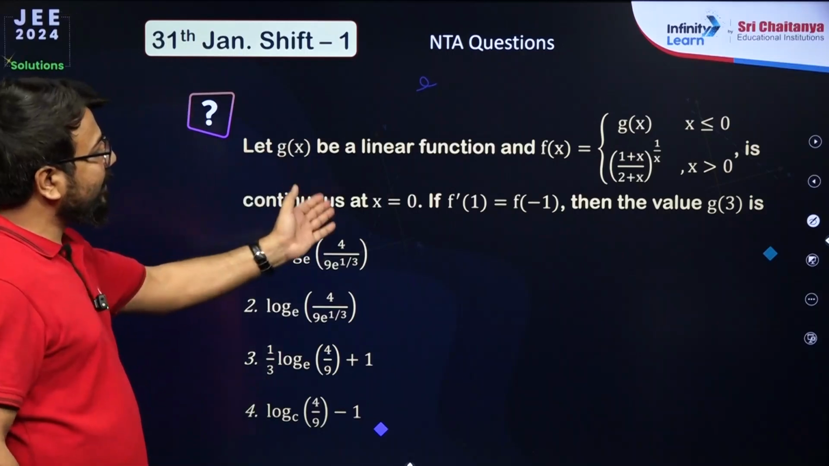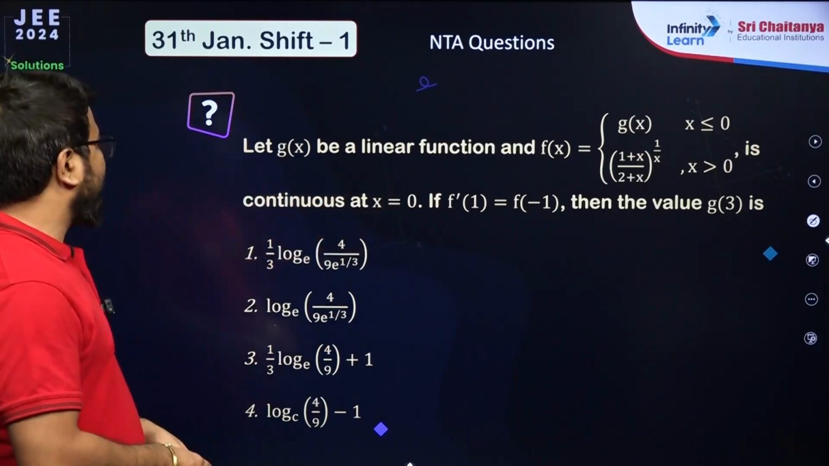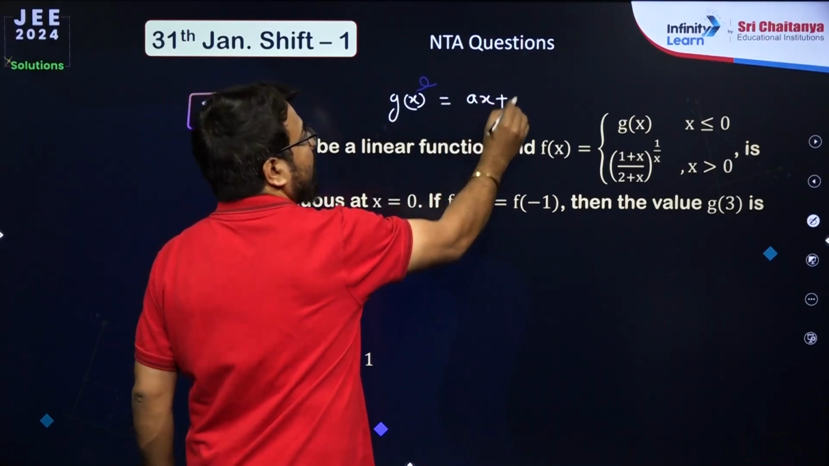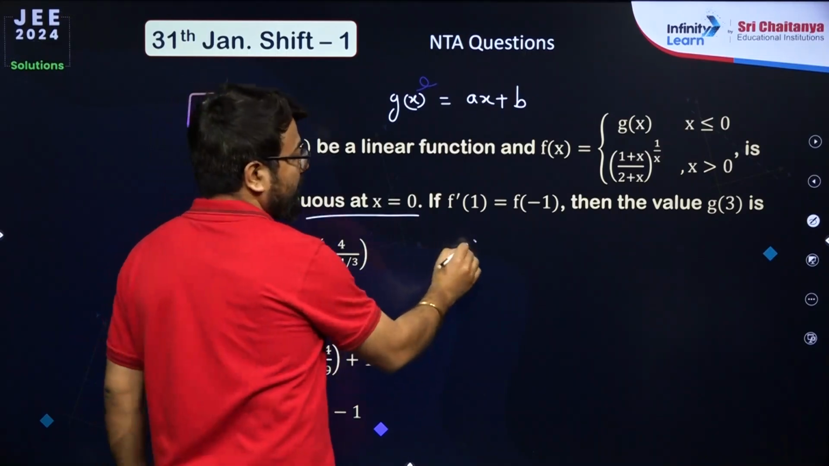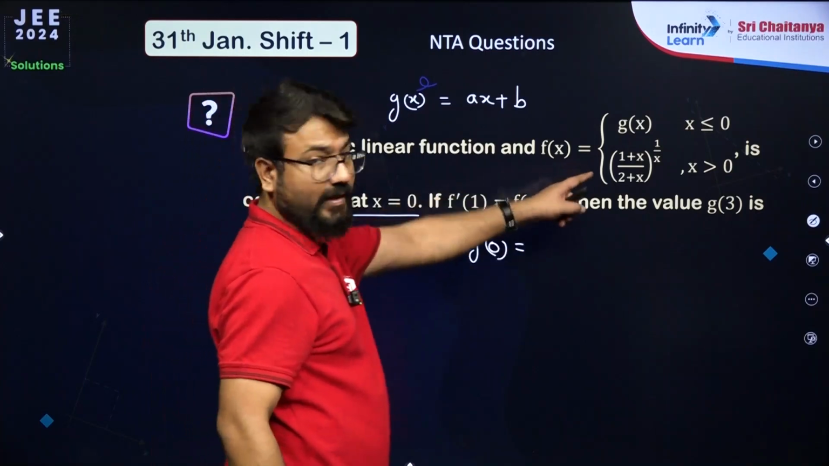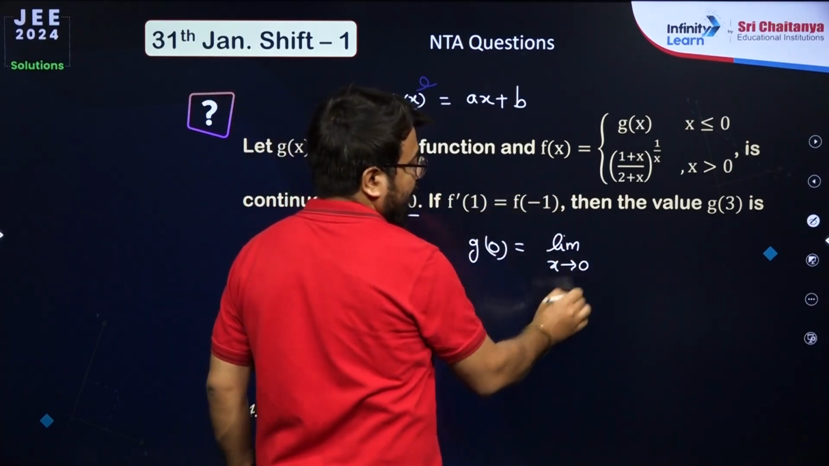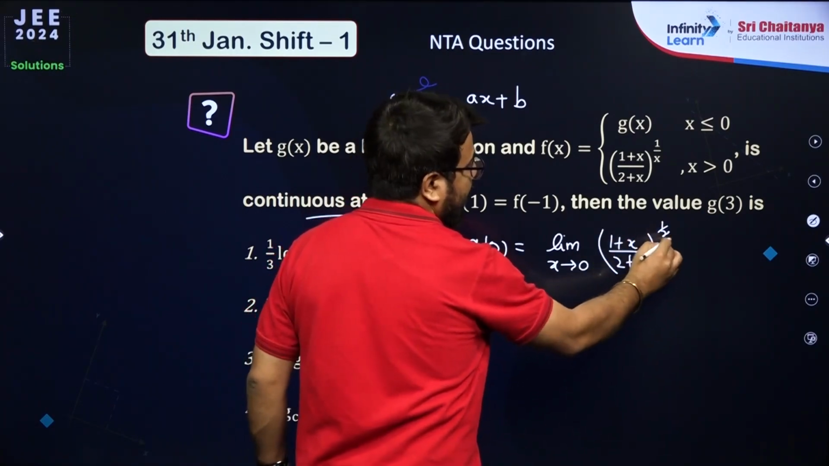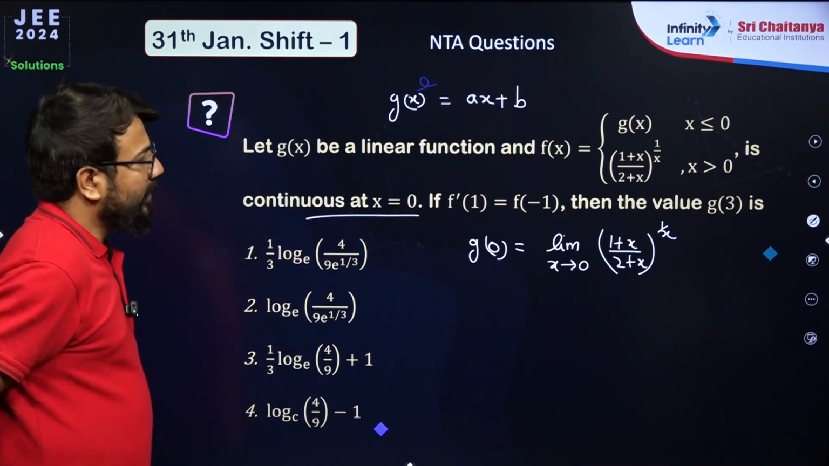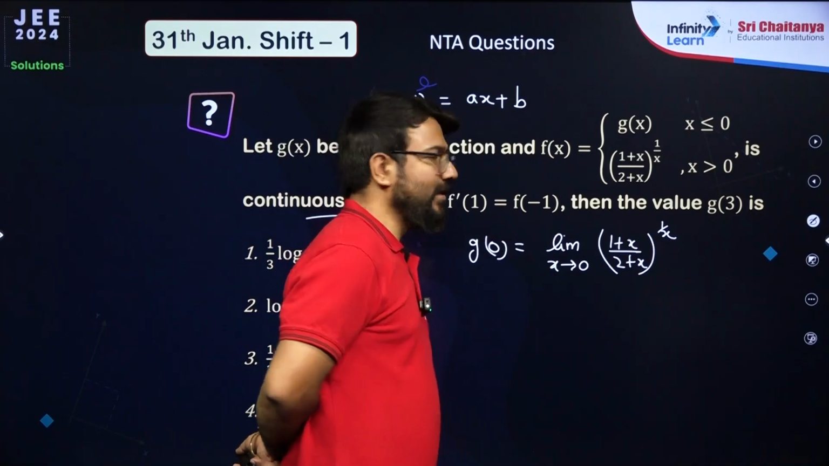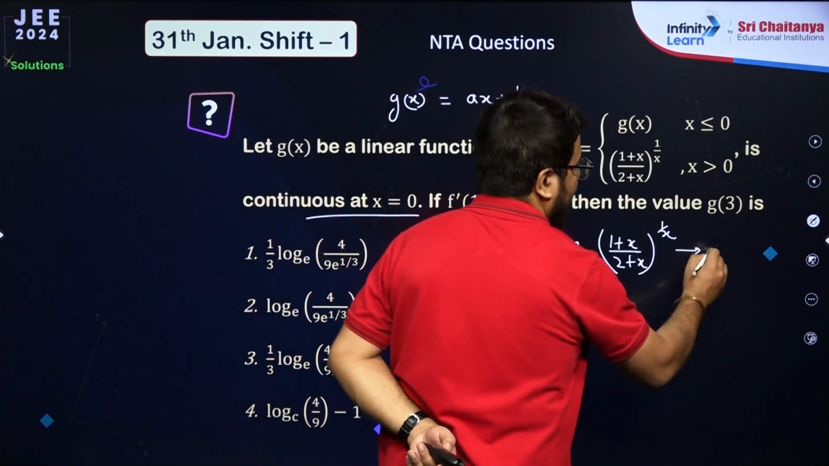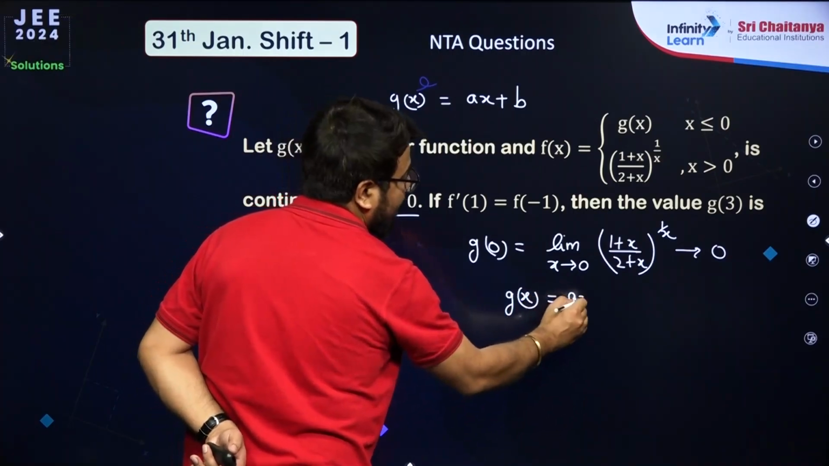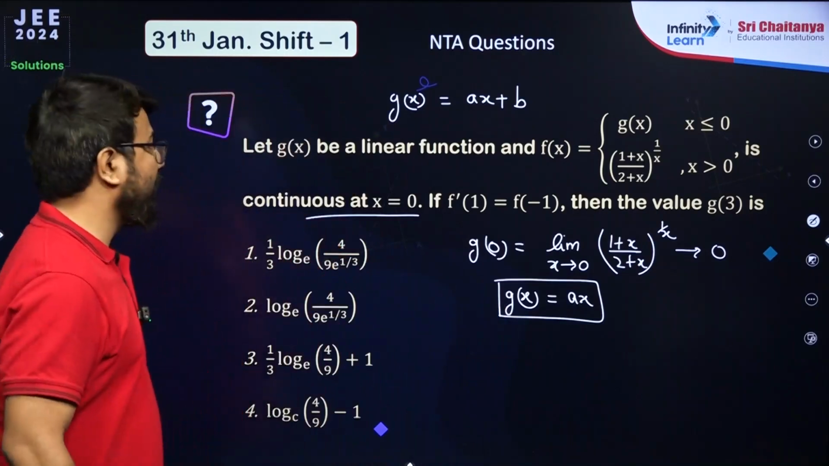Let g(x) be a linear function, and f(x) be this, and this function is continuous. Since g(x) is a linear function, you can write the value of g(x) as ax plus b. And since this is continuous at x equals 0, g of 0 is the limit as x tends to 0 of (1 plus x over 2 plus x) raised to the power 1 by x, because I cannot keep x as 0 directly. If I place the value of x as 0 over here, then this will be half raised to the power infinity, and half raised to the power infinity is actually 0. So g of 0 is 0. If g of 0 is 0, that means the value of b will become 0. Only g(x) equals ax would be written. I hope you are able to understand.